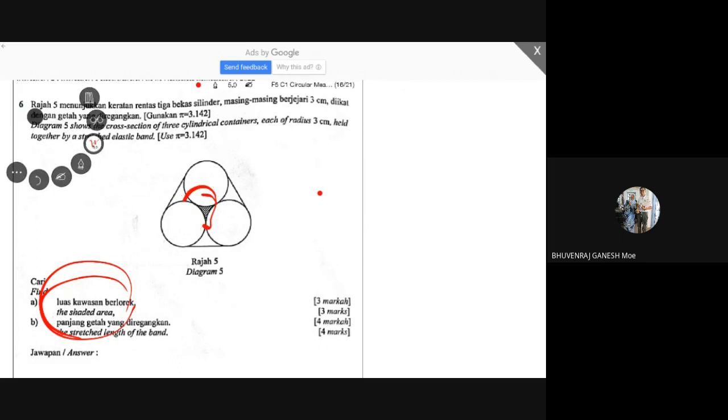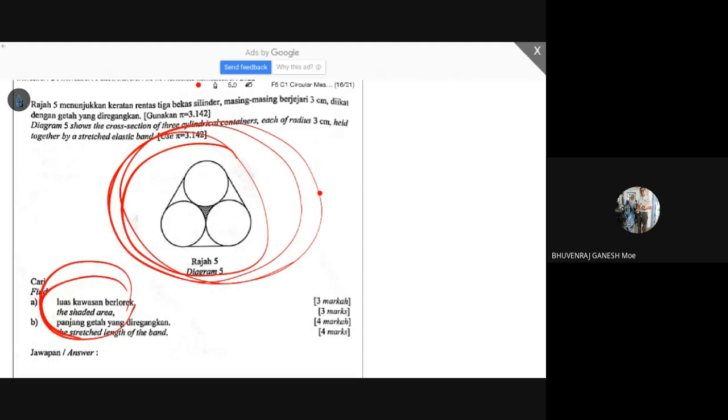Okay, this one. Have you all seen this question before? Pernah nampak tak soalan ni? Or is it a new question to you? I think you all never seen before lah, I assume. So let me change to red first. Okay, so now they want you to find the shaded area. Okay, guys, is it possible to find the shaded area using this existing shape, the area of the shaded region?